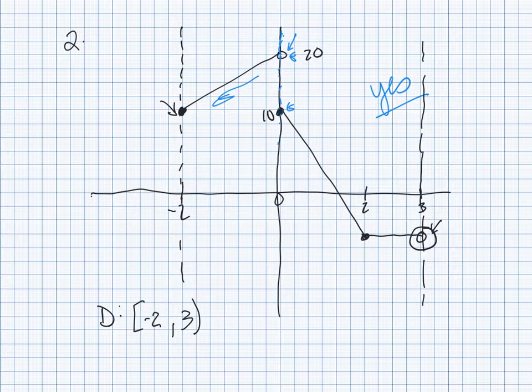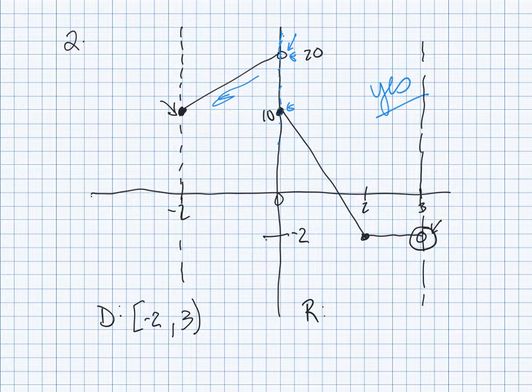Now, if this graph had been broken up, you would have 2 different domains. It would stop where it stopped and then pick up where it picked up again. So that would be the domain. The range is all the y's.